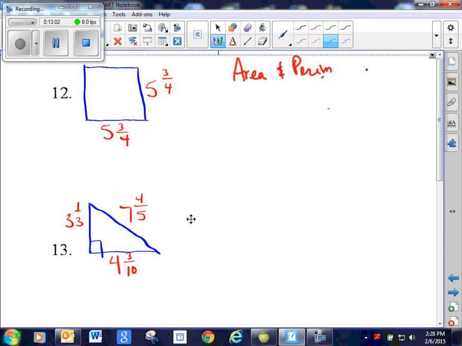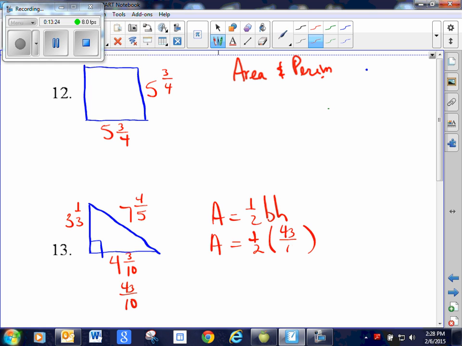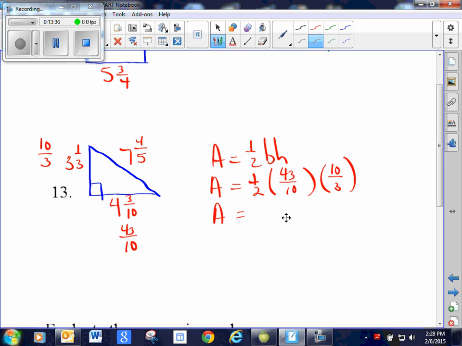I'll do number 13. I'll do the triangle one because we haven't done a triangle area in a while. So the area of the triangle is 1/2 base times height. 1/2, sub in the base, which I'm going to make an improper fraction. So that's 43/10. And the height is this guy, and he is 10/3. So I've got 3 factors I'm multiplying together. I'm going to do a single fraction bar.